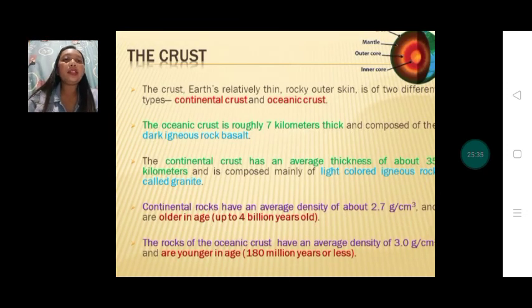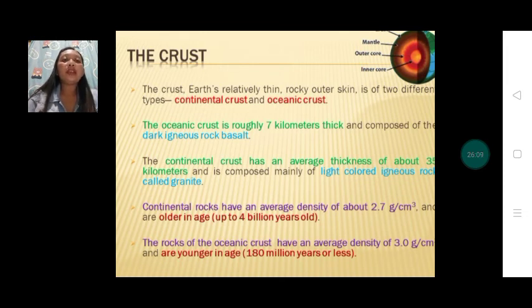So the Earth's crust is relatively thin. Its rocky outer skin is of two different types, which is the continental crust and the oceanic crust. So the oceanic crust is roughly 7 kilometers thick and composed of the dark igneous rock basalt. And then the continental crust has an average thickness of about 35 kilometers, and it is composed mainly of light-colored igneous rock called granite. So, lahi-lahi din ang iyang kuan.